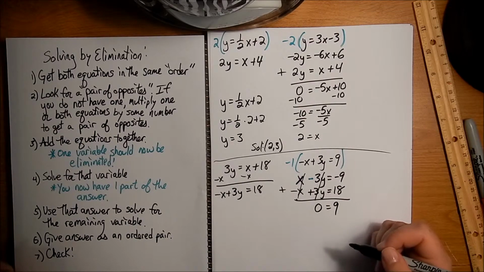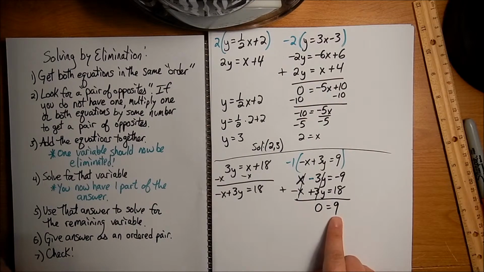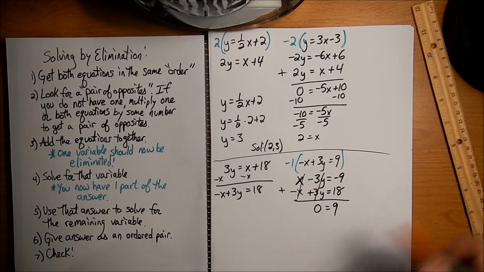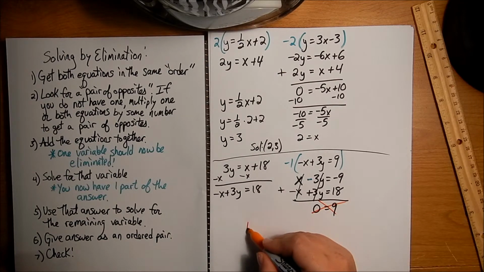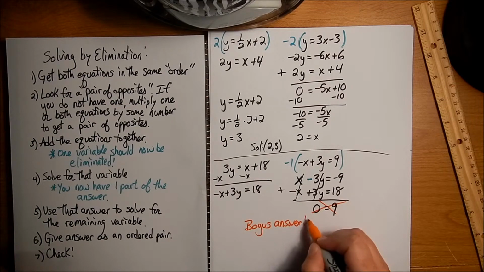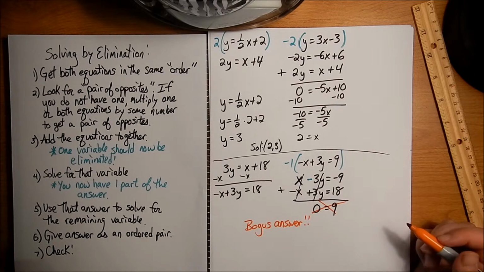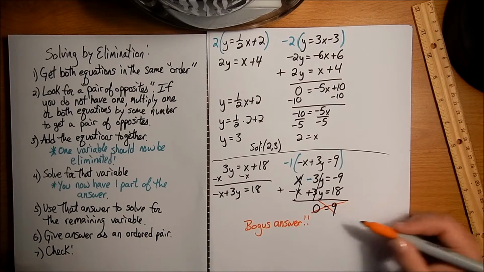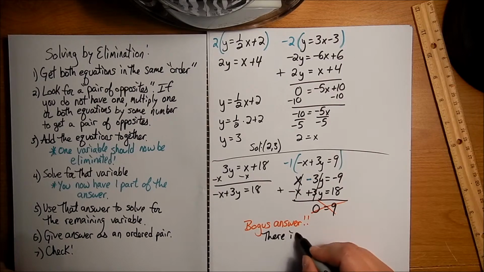Well, that's weird, but it's not if you watch the last video. What does this mean? If you have 0 equals 9, first of all, 0 is not equal to 9. Not on this planet anyway. 0 is not equal to 9. So I call that a bogus answer, if you recall. And what does that indicate? Do you remember? Remember that a solution to a system, if you were to graph them, for example, it's where the two lines intersect. So if I'm getting this weird bogus answer, that means that the lines never intersect. So what's the solution? There is no solution.